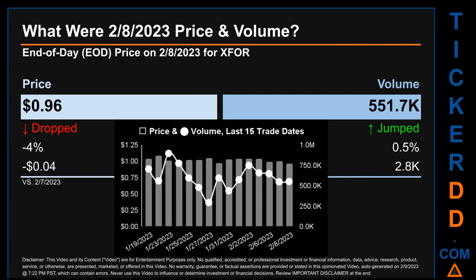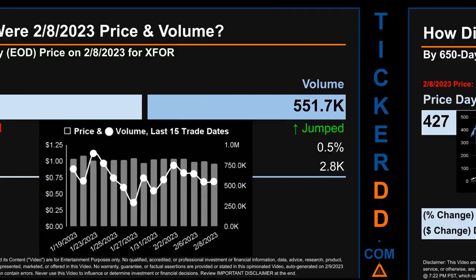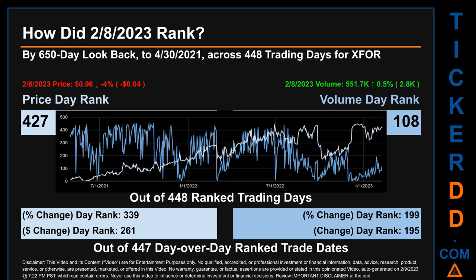Across a range of 13 cents, the max and minimum end of day price were respectively 1.09 and 0.96. Volume saw a range of 603.3 thousand, from a day low of 294,000 to a day high of 897.3 thousand.